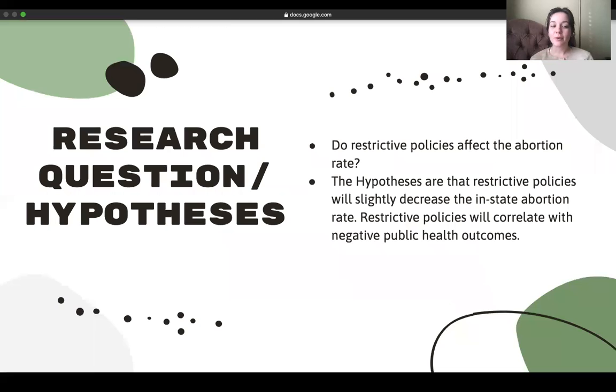So then my research question and hypothesis are, do restrictive policies affect the abortion rate? My hypothesis was, I took from these other studies that I researched and said that the restrictive policies will slightly decrease the in-state abortion rate and will correlate with negative public health outcomes.